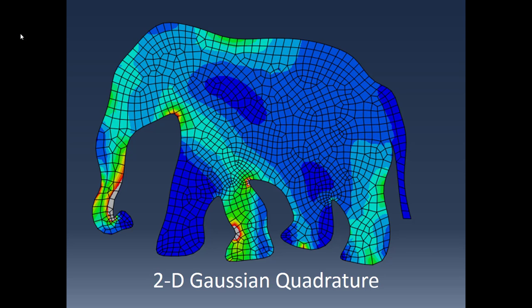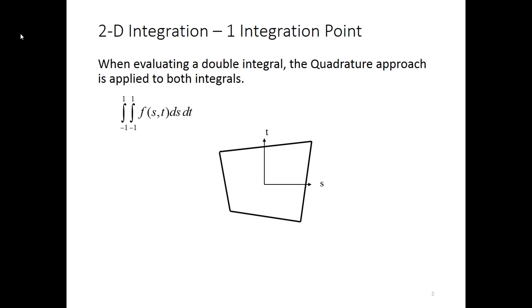This video extends the concept of Gaussian quadrature to two-dimensional elements and then concludes with an example of finding the stiffness matrix for a 2D quadrilateral element. When we do 2D integration with a single integration point, that's basically like evaluating first one integral with a single point and then the second integral with a single point. So we just evaluate the two integrals applying the Gaussian quadrature approach.